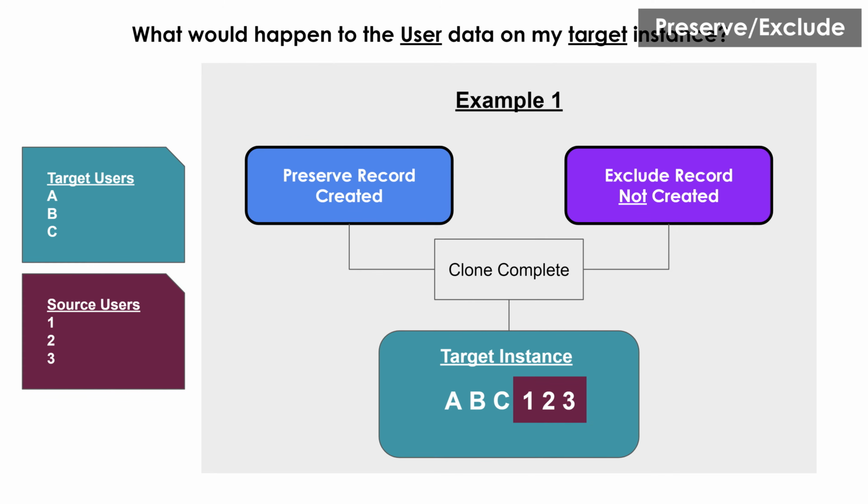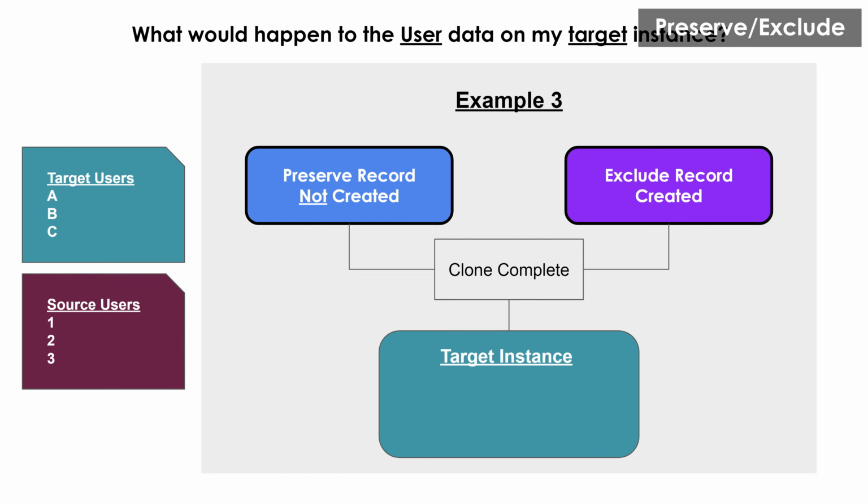After the clone is finished, my target instance users are still there, but I now have all of these source instance users as well. In example number 2, I've still got my preserve record for the sysuser table, but this time I did create an exclude record. After the clone, I have all the users that were originally on the instance, just like example 1, and this time I don't have any other users from my source instance.